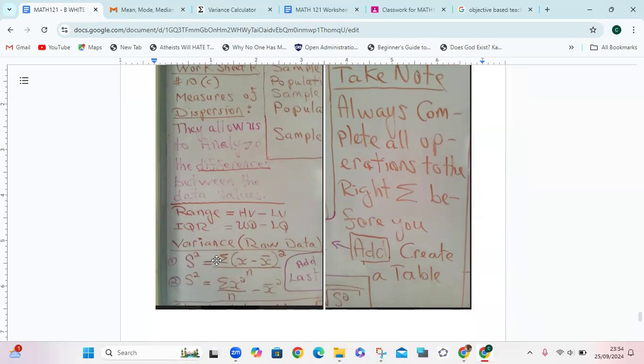Now, as you can see, both formulas have the sigma sign. The sigma sign is the sign created to replace the word add. So when you see this sign, you've got to say sum or add or total. Now, please take note, always complete all operations to the right of sigma before you add. In other words, add last. And to do that, you create a table.